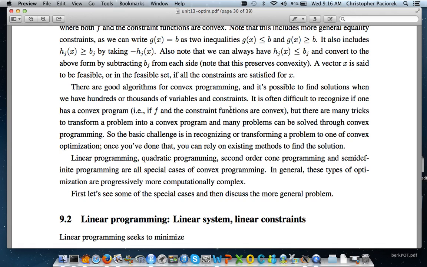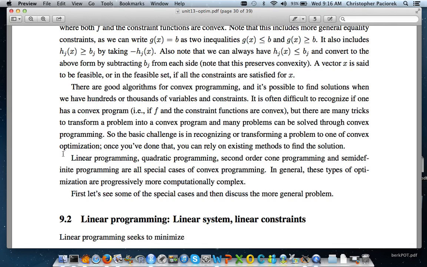So if you are able to identify that you have a convex programming problem, and there are lots of standard statistical and machine learning optimization problems that people have determined are convex programming problems, then there is good technology for solving these problems, even with hundreds or thousands of variables. So if you can at least recognize that, then that opens up this wide body of knowledge and technology that people use.